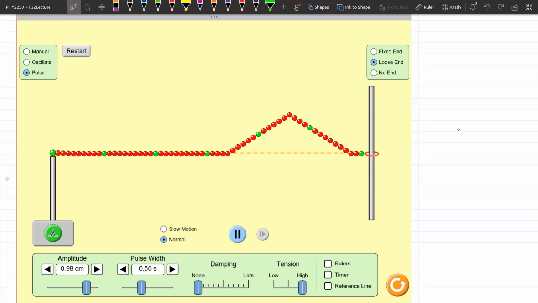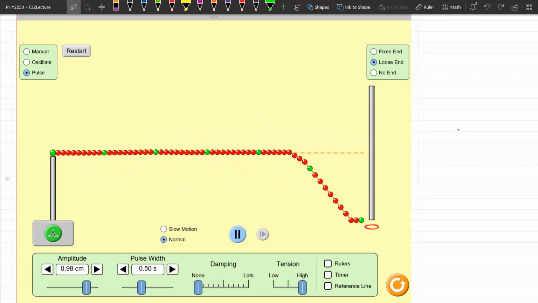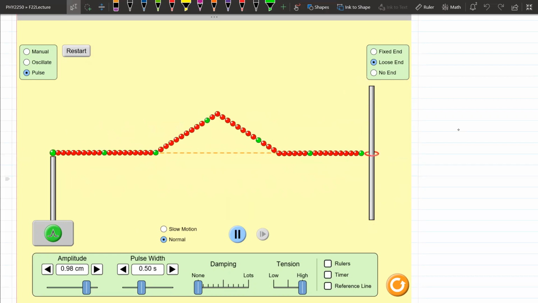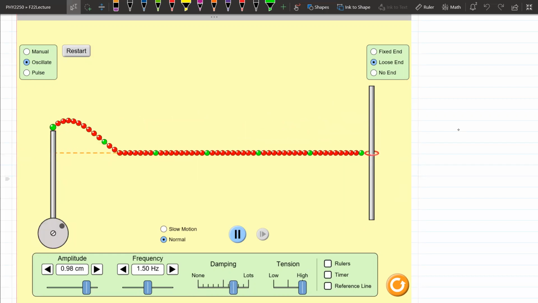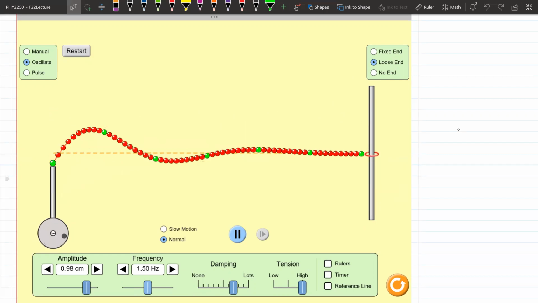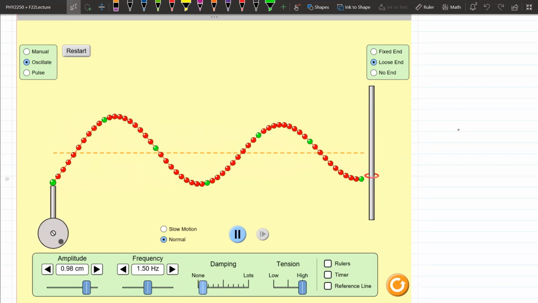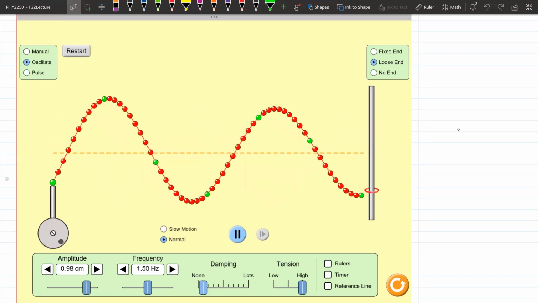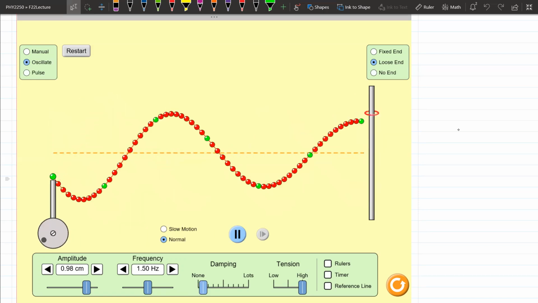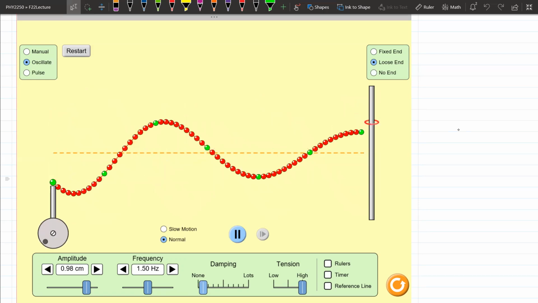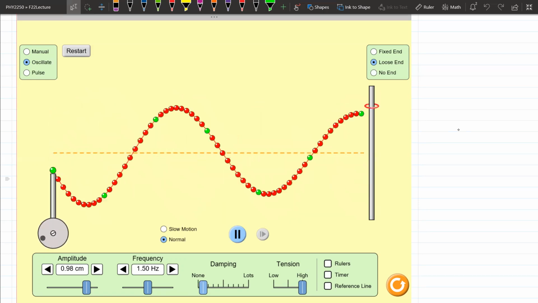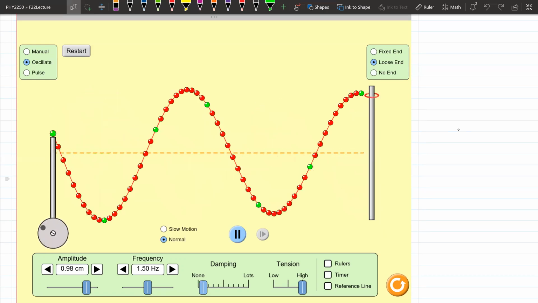But what we want to actually see in this case, I'm actually not going to send pulses. I'm going to send oscillations at a particular frequency, and it's going to wiggle this thing. I'm going to decrease the dampening. The dampening just kind of slows down the wave. And you can actually see the wave traveling to the right. It has some speed to it.